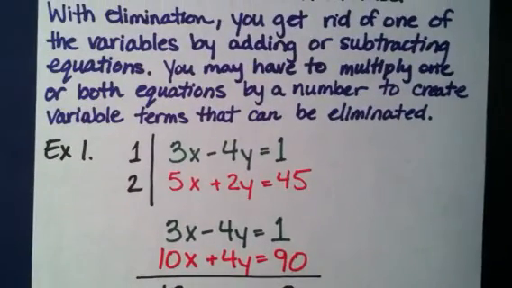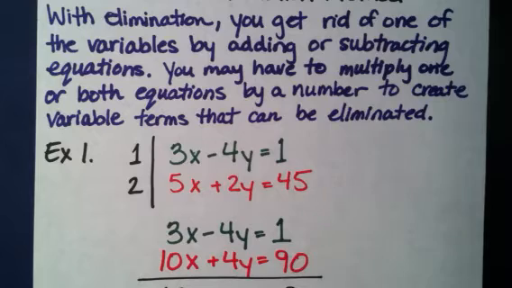The next way that we learned how to solve system of equations was the elimination method. Note card number 15 was the elimination method. With elimination, you get rid of one of the variables by adding or subtracting equations. You may have to multiply one or both equations by a number to create variable terms that can be eliminated.